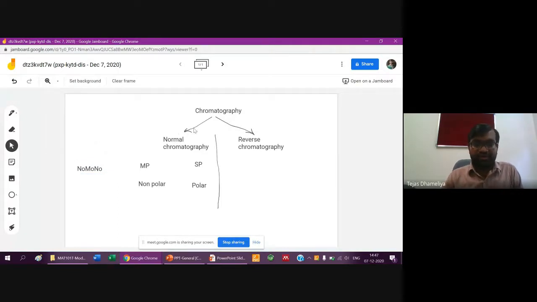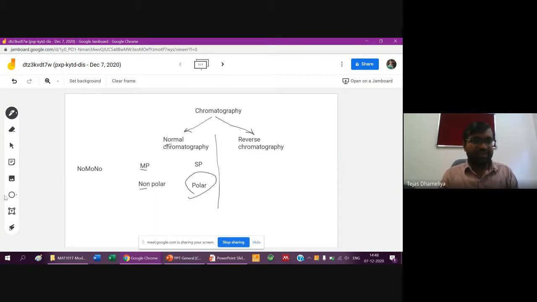In normal chromatography, mobile phase is always non-polar. This way you can remember: normal chromatography, no, mo, no. Normal chromatography, mobile phase is non-polar. And if this is non-polar, then automatically the other will become polar.